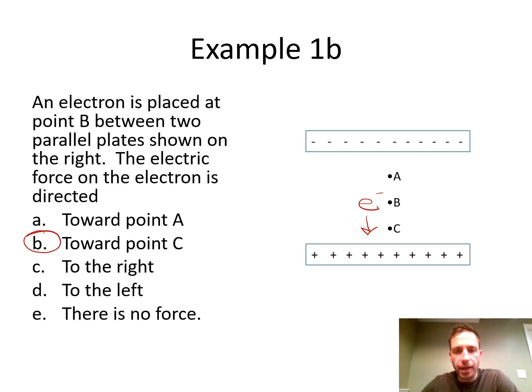If you picked A, you forgot that the electric field shows the direction of the force on a positive charge, and so an electron actually goes in the opposite direction as the electric field lines.